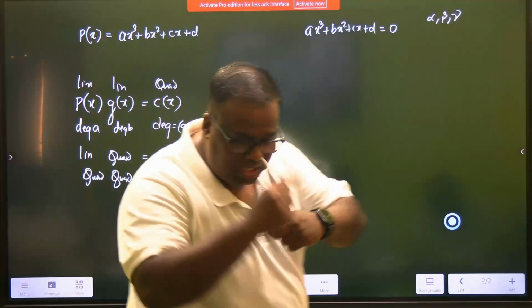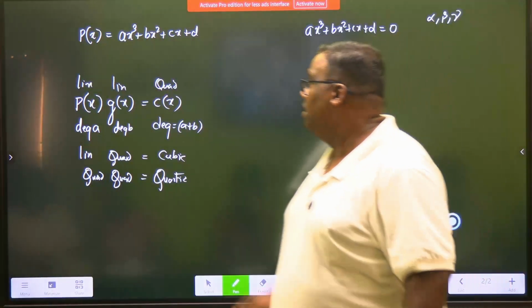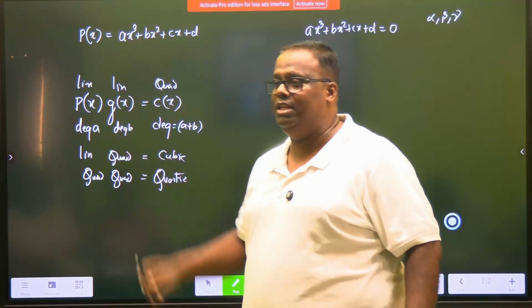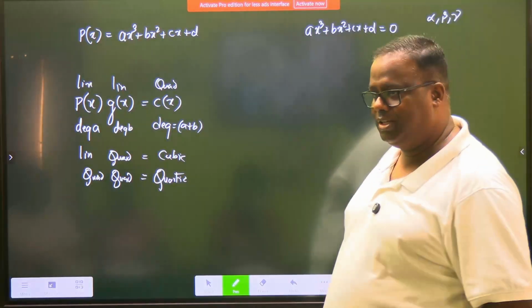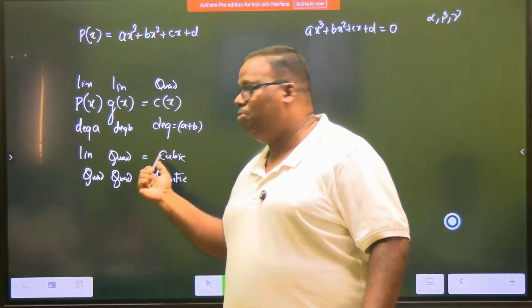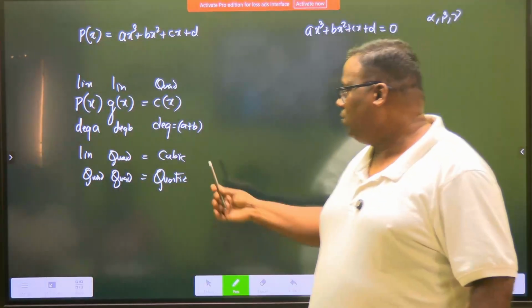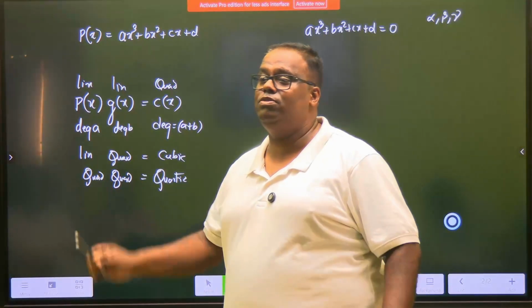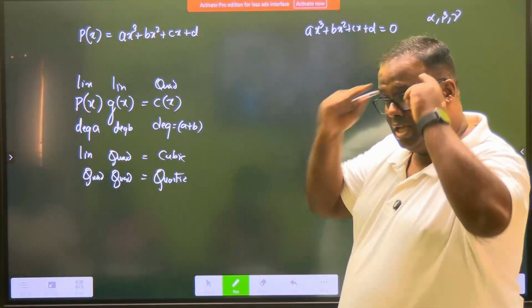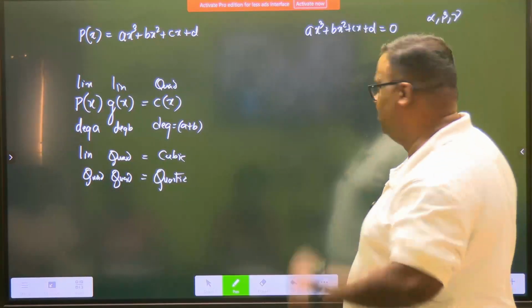Brings us to think in an opposite manner. If a quad is divided by a linear, it will give birth to a linear. If a cubic is divided by a quad, it will give birth to a linear. If a quartic is divided by a quad, it gives birth to a quad. Remember this. Why, we will see.